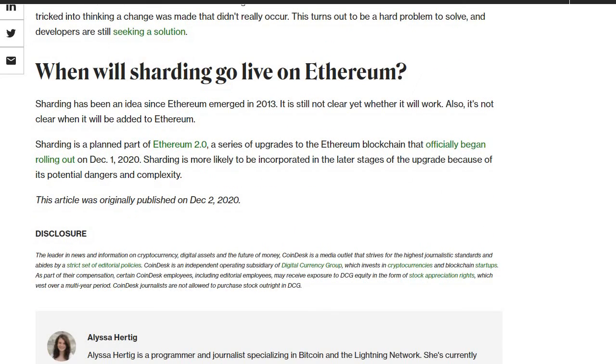When will sharding go live on Ethereum? Sharding has been an idea since Ethereum emerged in 2013. It is still not clear yet whether it will work. Also, it's not clear when it will be added to Ethereum. Sharding is a planned part of Ethereum 2.0, a series of upgrades to the Ethereum blockchain that officially began rolling out on December 1, 2020. Sharding is more likely to be incorporated in the later stages of the upgrade because of its potential danger.